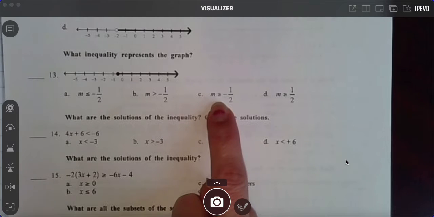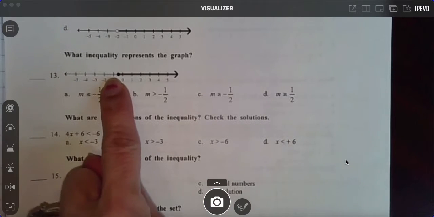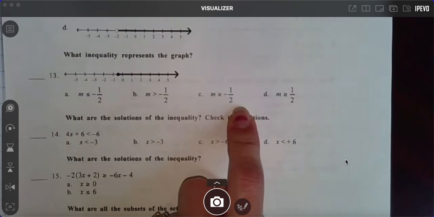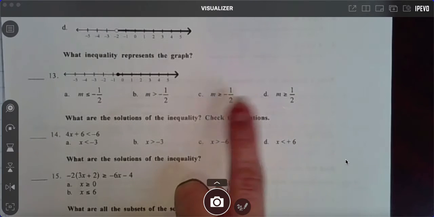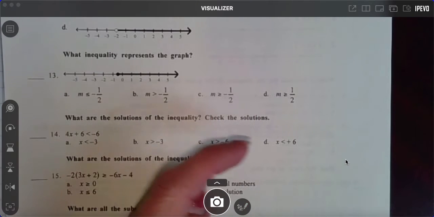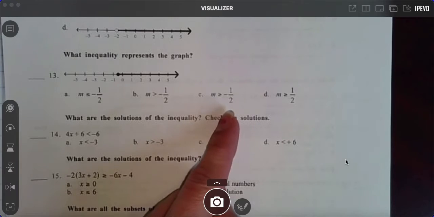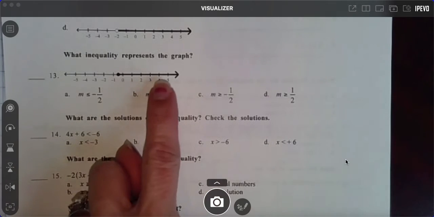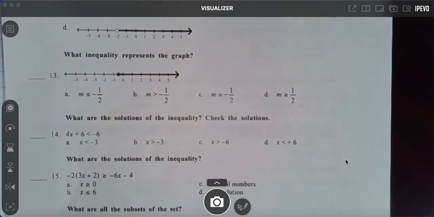Closed circle, so it's got the equal to sign. It starts at negative 1/2. So we've got a negative 1/2, not a positive. And we're going to numbers that are bigger than negative 1/2. Aren't all of these numbers bigger? So that's why we put the greater than. I got that one wrong too because I didn't know the open and close.